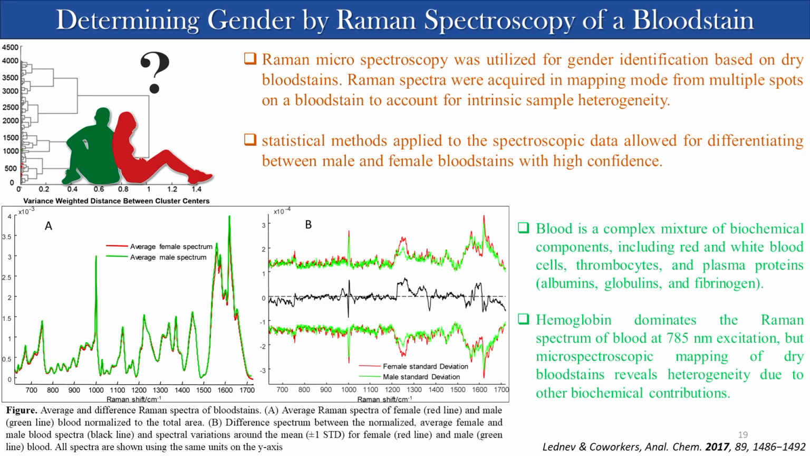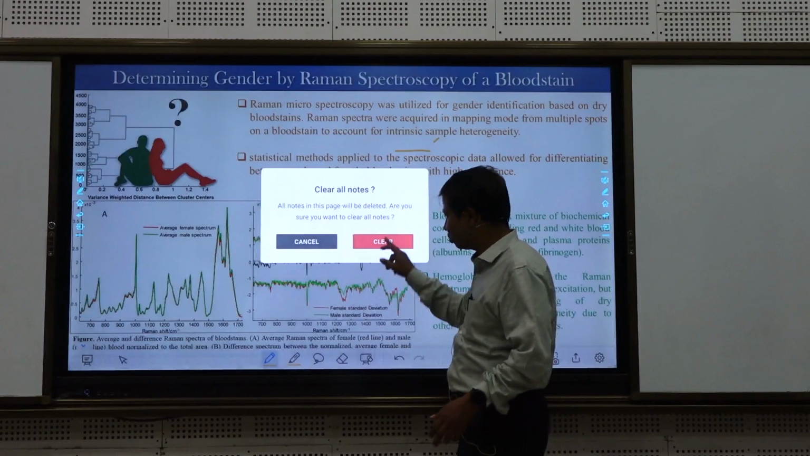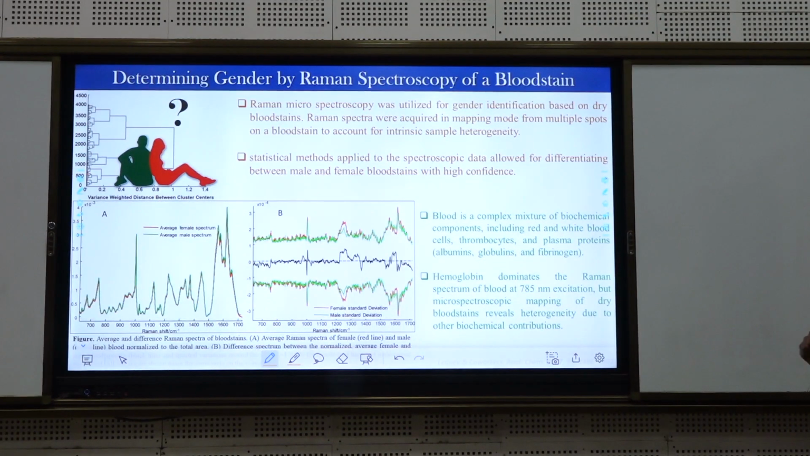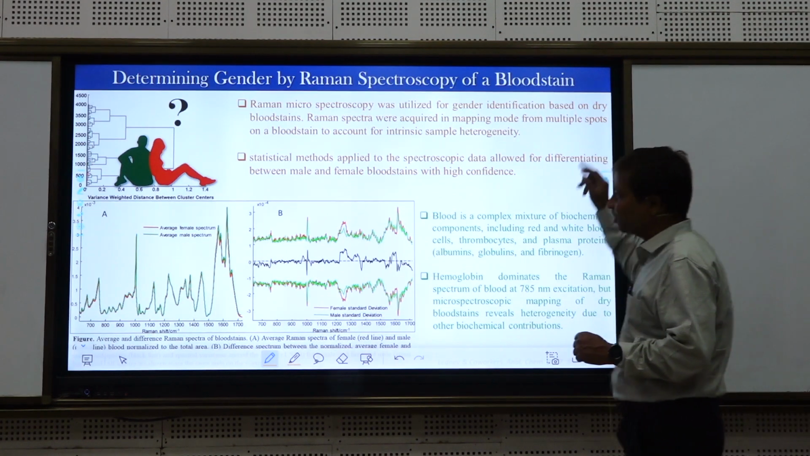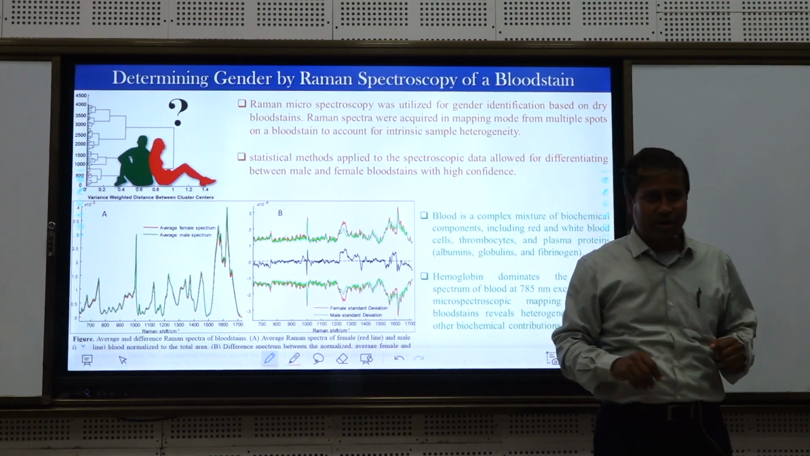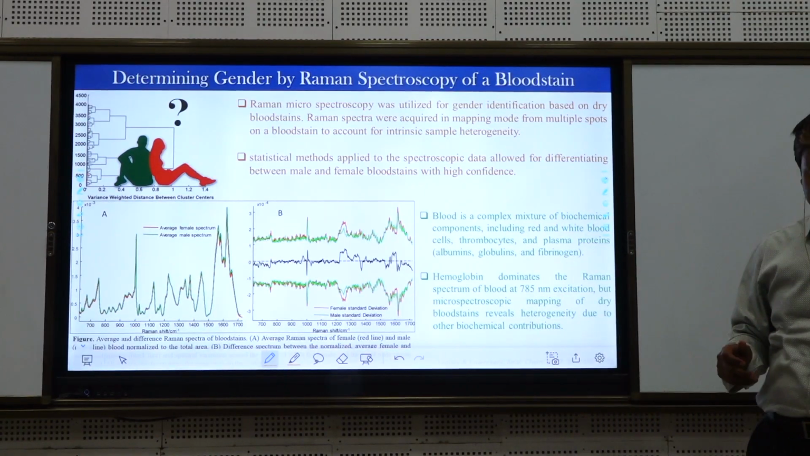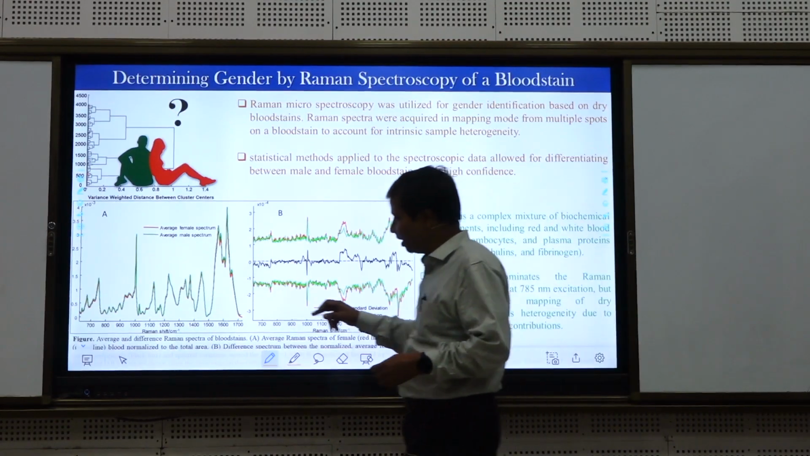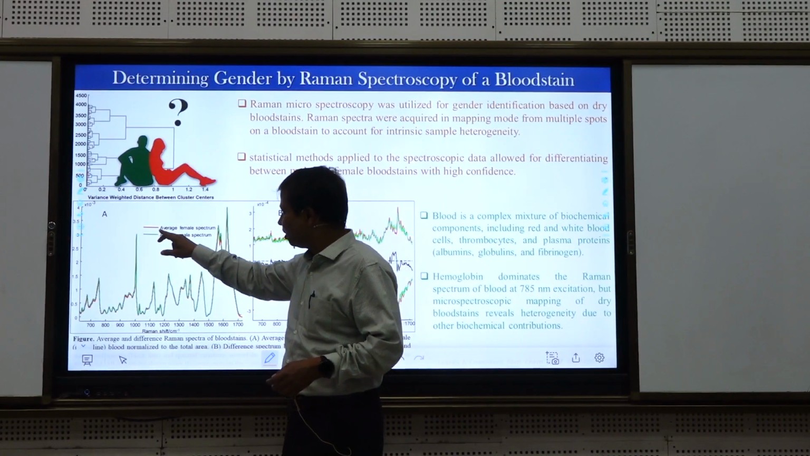So this is a few more varieties, just to show how Raman helps forensic science in various ways. This one is that from a blood stain, one can determine whether it is from a female or male. It is not that easy, as we will see.